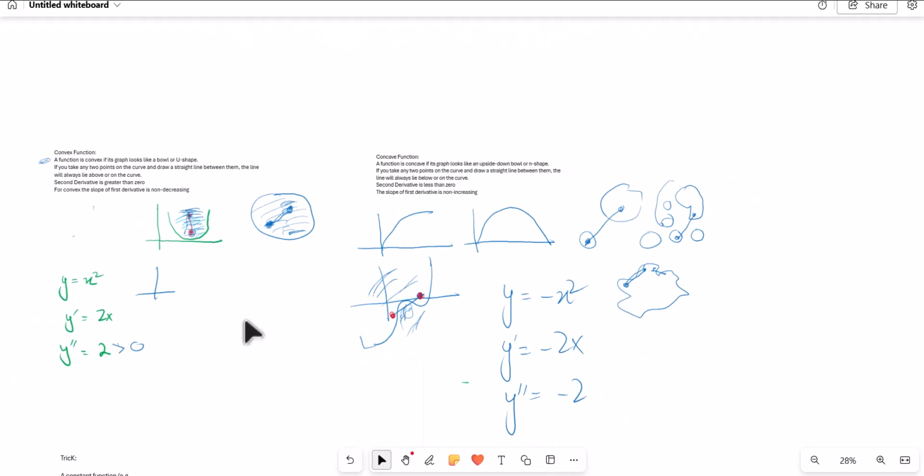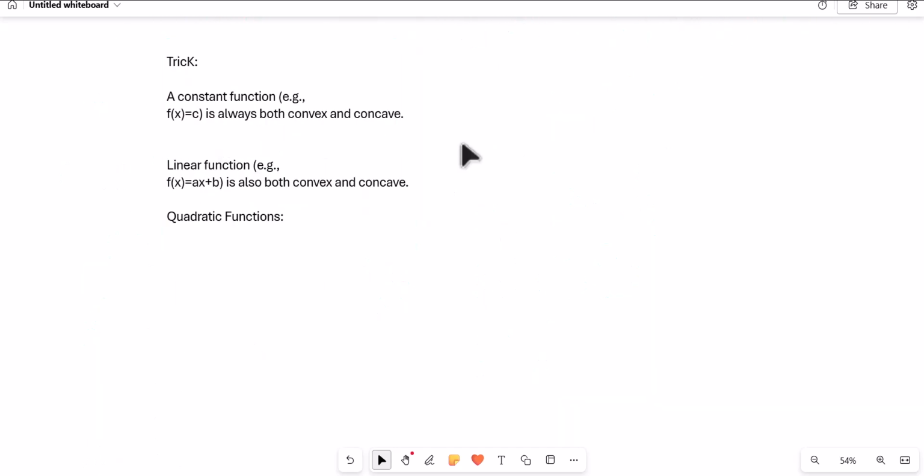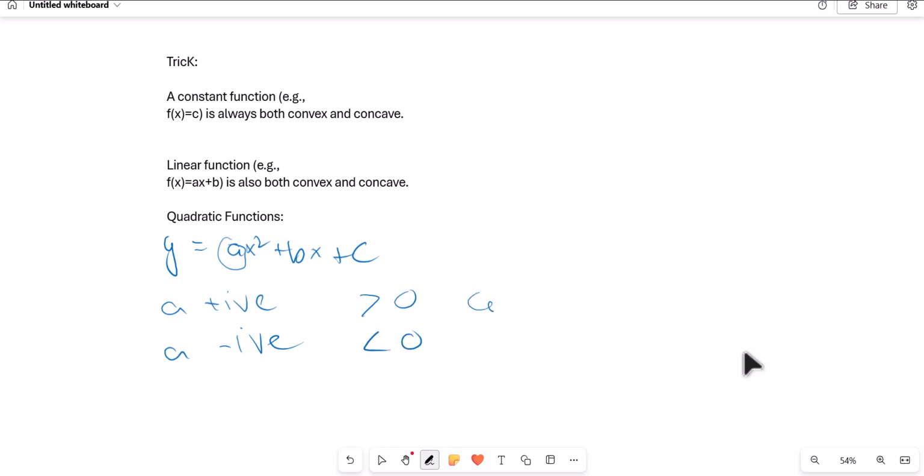Here are a few tricks to check from a function or equation whether it is convex or concave. A constant function will be both convex and concave. A linear function will also be both convex and concave. For a quadratic, y equals ax square plus bx plus c, it depends mostly on the first coefficient a, whether it is positive or negative. If a is greater than 0, it is convex, and if less than 0, it will be concave.